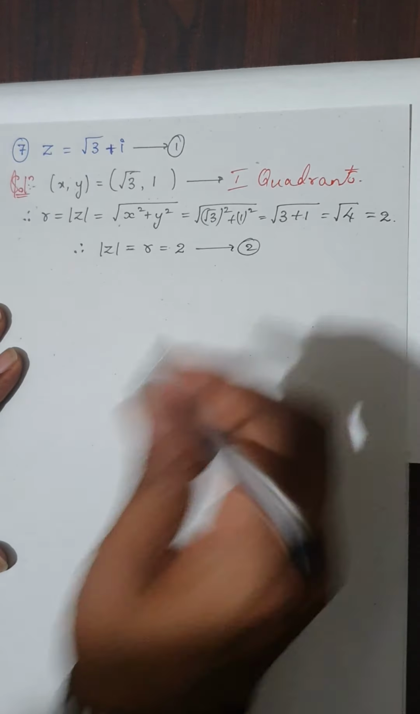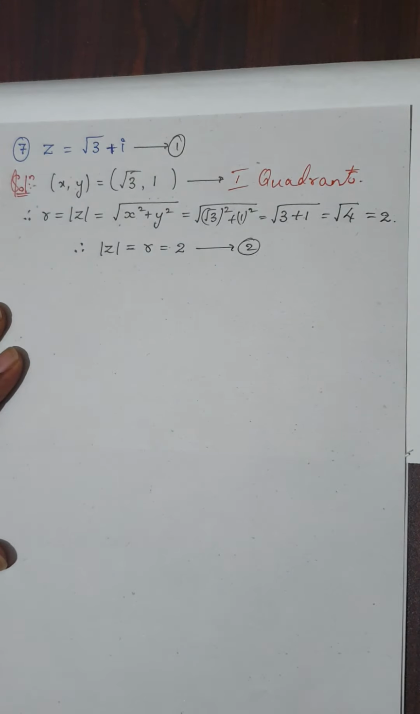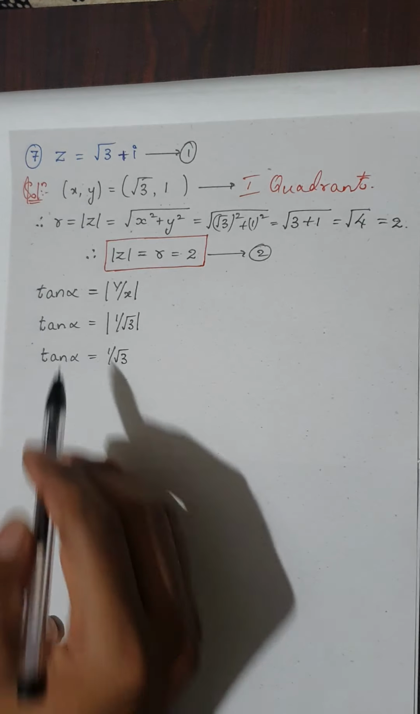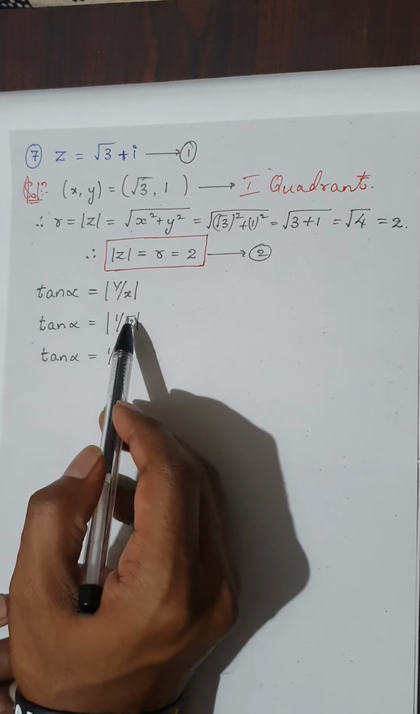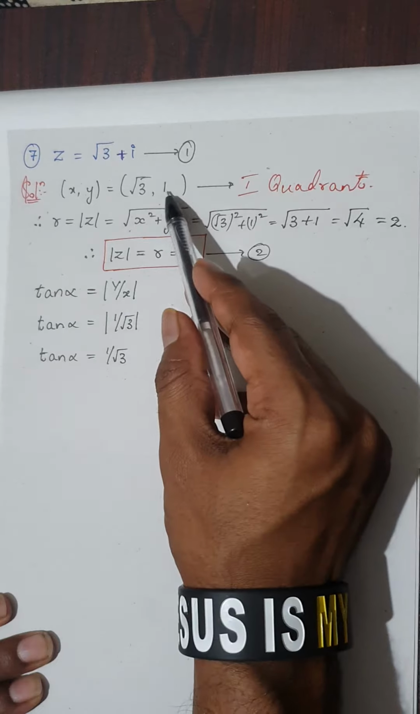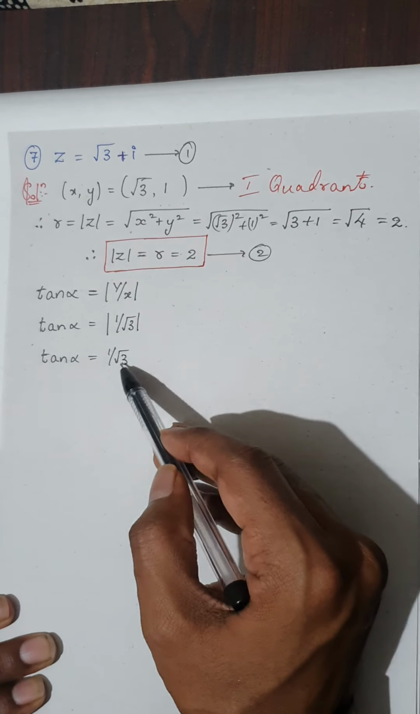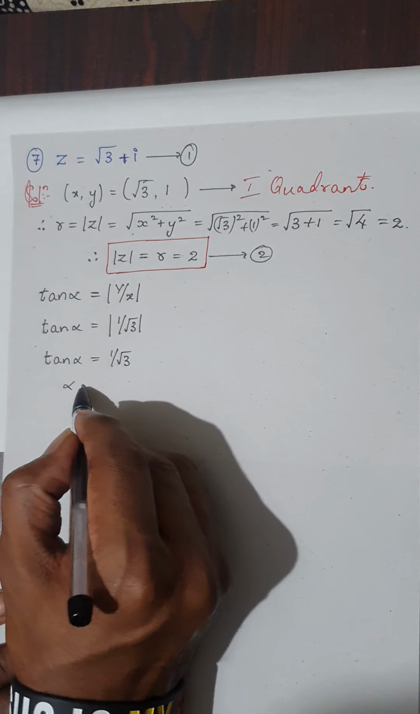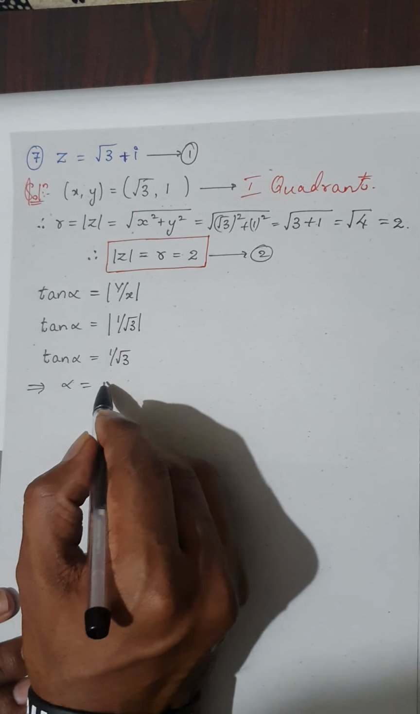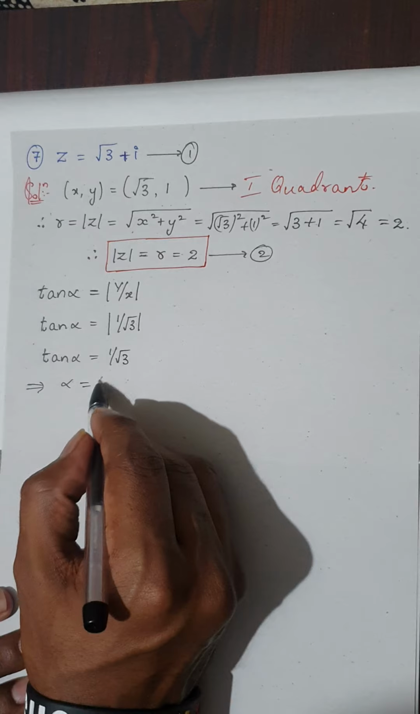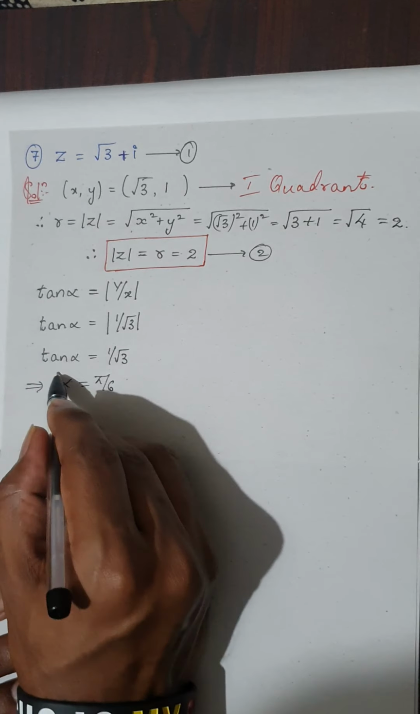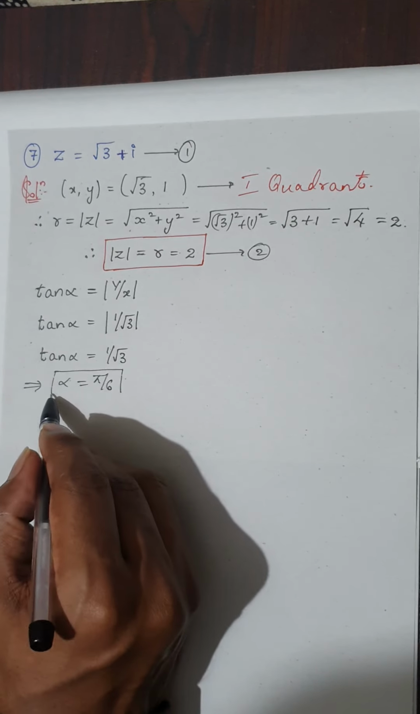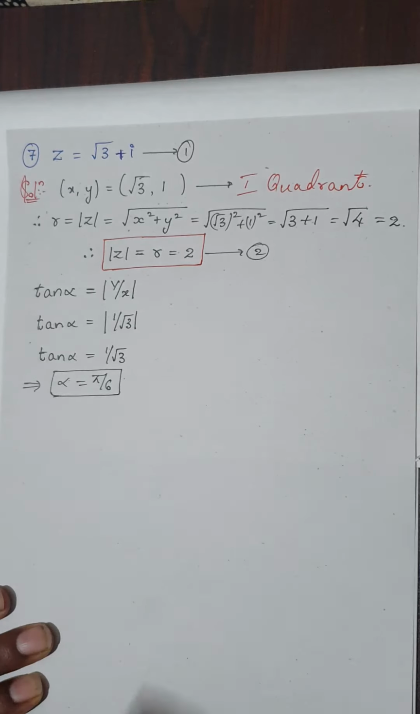Let me take this as equation 2 and let me frame it. Moving on to finding alpha, we know tan alpha is equal to modulus of y by x. If you substitute y is 1, x is root 3, take out the modulus, you will get tan alpha is 1 by root 3. Tan what value is 1 by root 3? We know tan 30 degrees is 1 by root 3, isn't it? So 30 degrees means pi by 6. Okay, so alpha value is pi by 6.